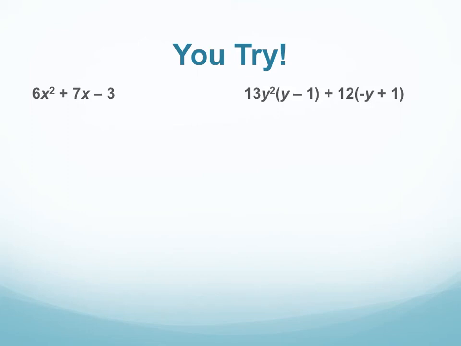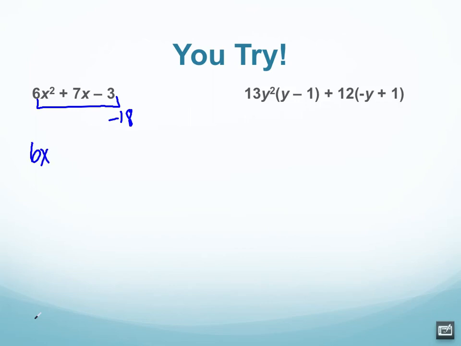Welcome back. Hopefully you've tried these two. Now we're going to go over them together. First one, there's no greatest common factor of 6x squared, 7x, and negative 3. Or the greatest common factor is 1. So now I'm going to multiply 6 and negative 3, I get negative 18. So what are the two numbers that multiply to negative 18 and add to be positive 7? It's positive 9 and negative 2.